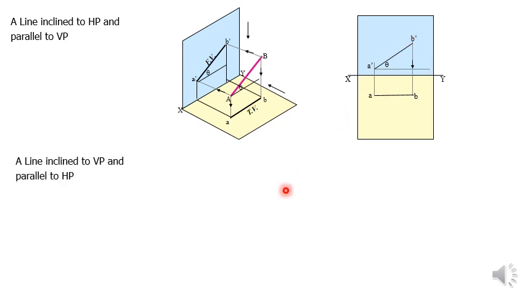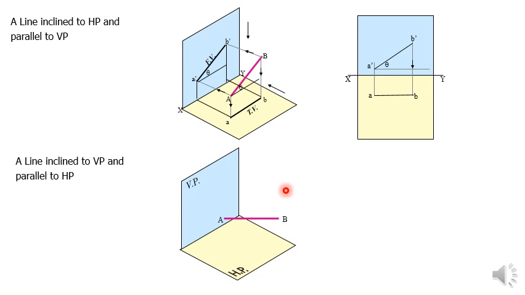Now next case, where the line is inclined to VP and parallel to HP. In this case there are two planes HP and VP, and a line which is inclined to VP. We represent that angle as phi, and this line is parallel to HP. That means the distance of A and B from HP are the same. Therefore this line is parallel to HP. When you look from top, you can see the entire length. You can get the true length of AB here in top view.